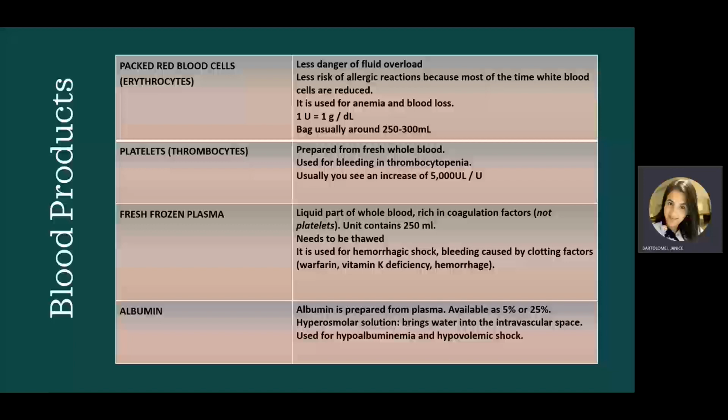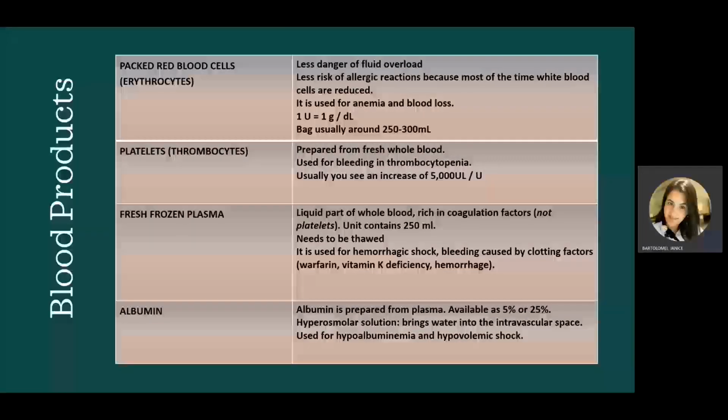Now let's look at the different types of blood products. So I kind of mentioned red blood cells, packed red blood cells, which are literally just red blood cells. We have platelets, and then we have plasma, and there's something called albumin as well. Let's look at them individually.